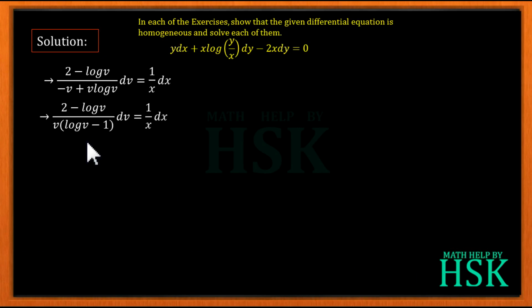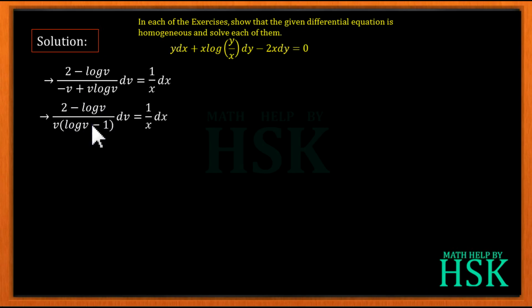Now to solve further, I have rearranged the denominator. I have written it as v into (log v minus 1). I don't think there should be any problem. Only this v has gone on the other side of v log v.